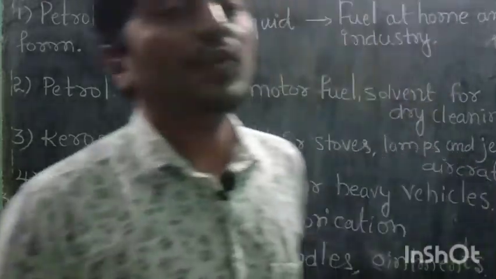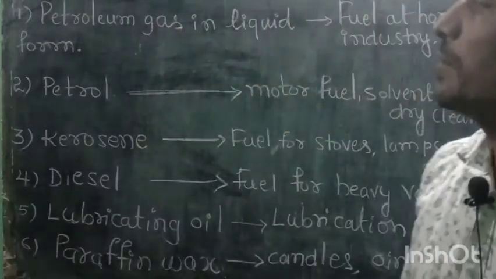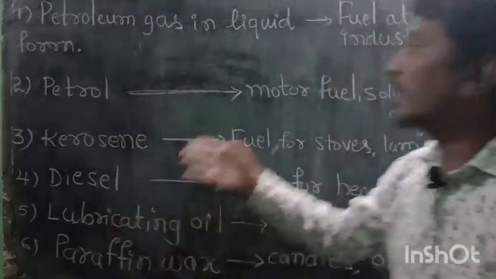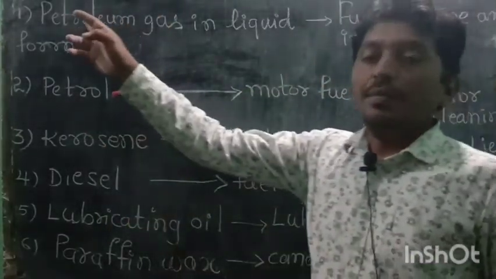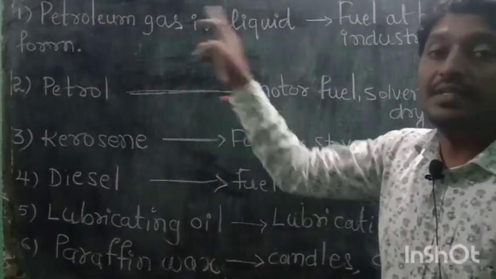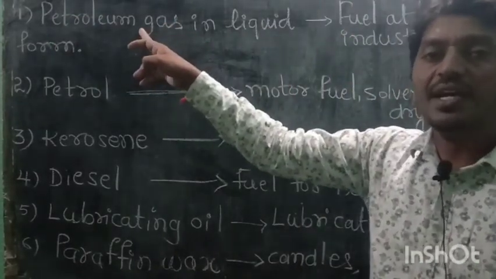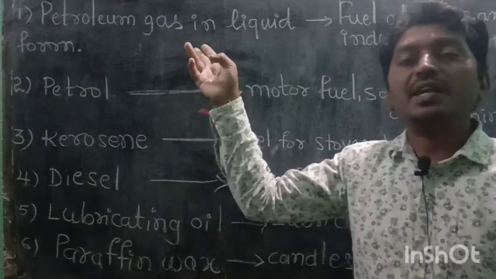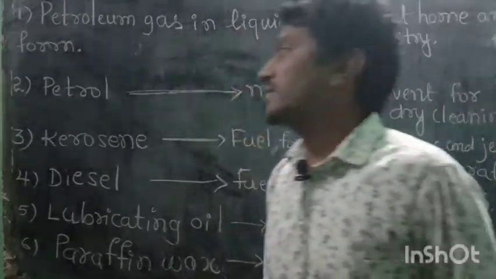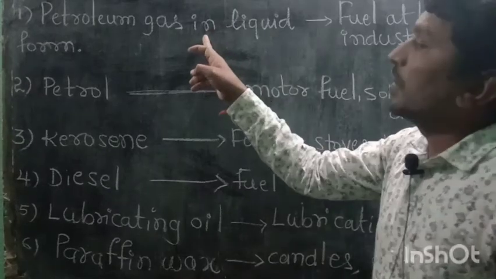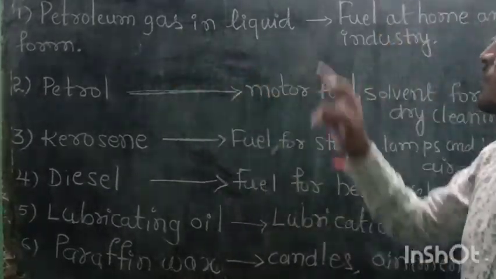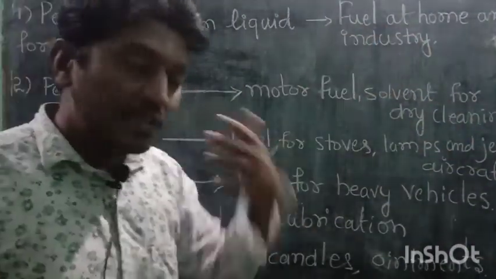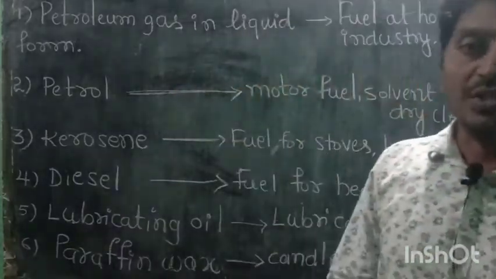And next, one more very important concept in petroleum is the different constituents of petroleum products and their uses. As you know already, petroleum gas in liquid form means LPG. Every day in our daily life we use LPG to cook food, right? LPG stands for liquefied petroleum gas. It is used as a fuel at home as well as in industry, to cook food.